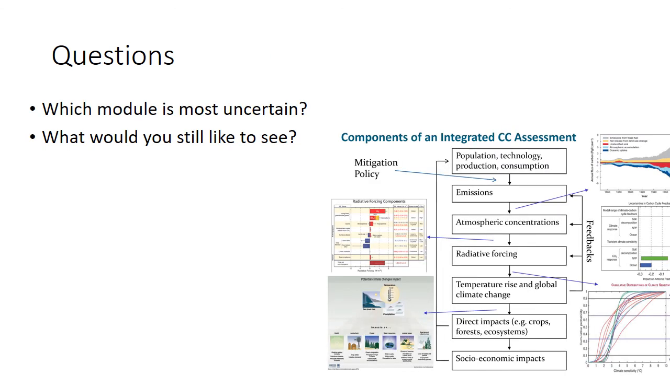Questions specific to the DICE model. Which model is most uncertain? Which module is most uncertain out of the boxes to the right? The production function, the emissions, the atmospheric concentrations, climate sensitivity, the temperature rises and global climate change, the damages, or the welfare function. And what would you still like to see? How do you think it could be improved? What do you think is the most important part of this? The answer to that question, according to people doing research on the topic, is that the most important parameter in the DICE model is the discount rate. So if you've chosen the discount rate group, you've got the most important parameter in the model.